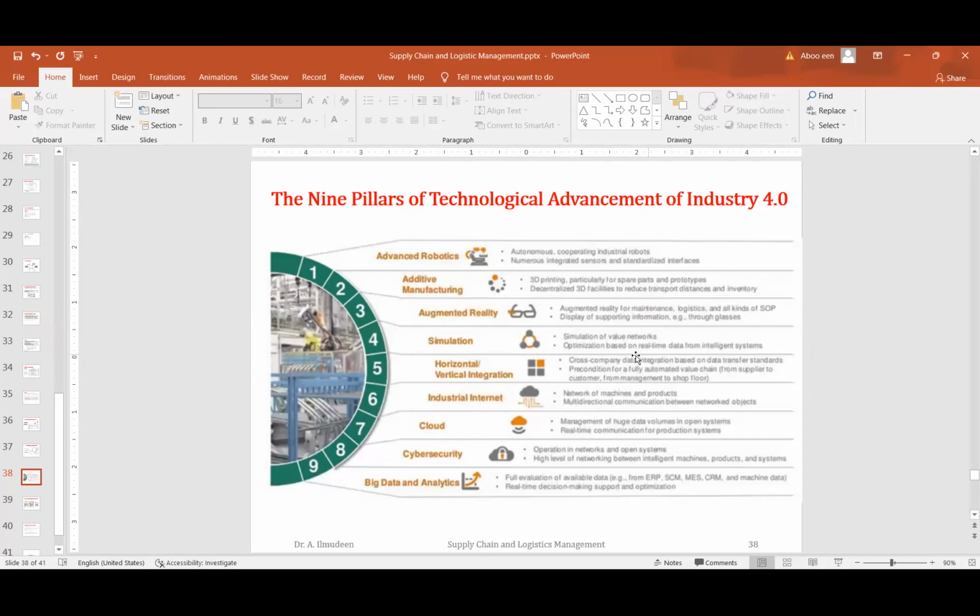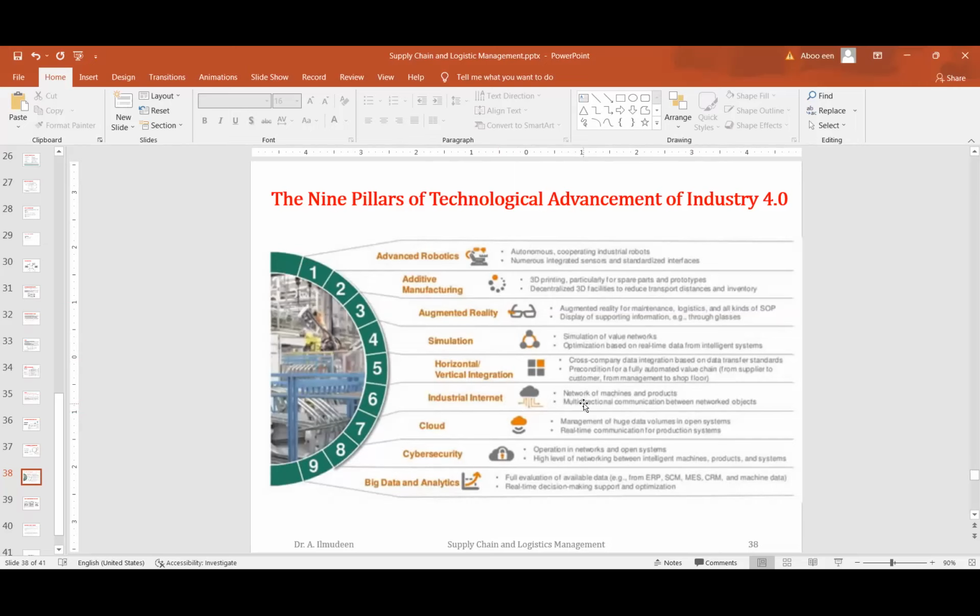Simulation of value networks: optimization based on real-time data from intelligent systems. So the engineers, designers, and architects can perform the simulation and find the errors. They can evaluate the performance and apply the simulation to optimization problems. They can get an idea from the simulation of how a machine can run, how its internal parts can run, and they can visualize all the internal processes of a machine or any kind of engine or any new design. They can look at the physical visual views, simulations.